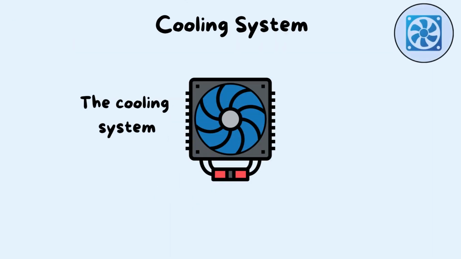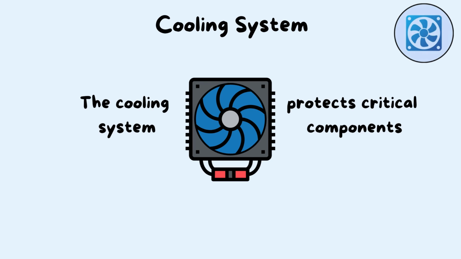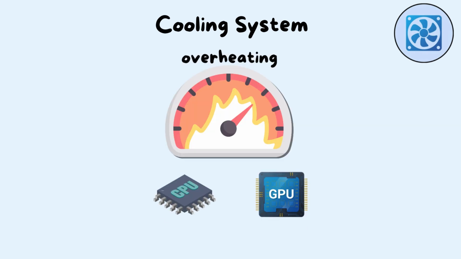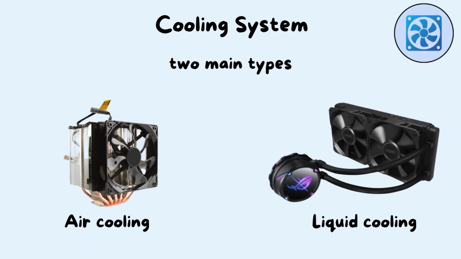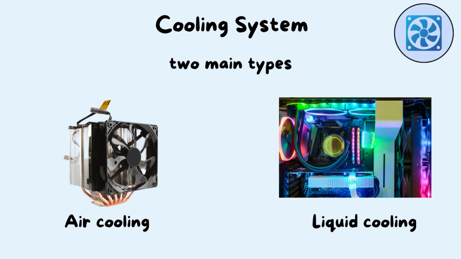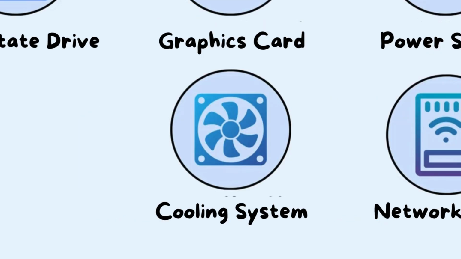Cooling system. The cooling system protects critical components like the CPU and GPU from overheating, which can cause damage. There are two main types. Air cooling uses fans and heat sinks, affordable and effective. Liquid cooling, more efficient and quieter but more expensive. A proper cooling solution ensures stable performance and extends component lifespan.